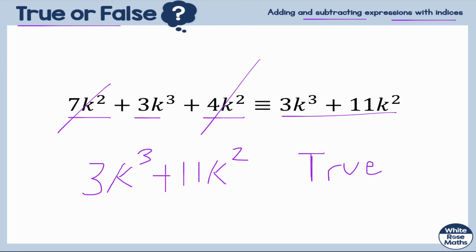That is true. By collecting like terms on my left hand side, so collecting all my k squareds together and my k cubes separately, I get 3k cubed plus 11k squared. So that is indeed true, guys.